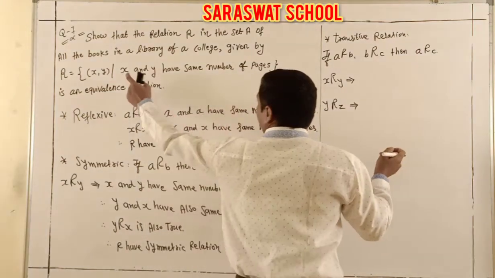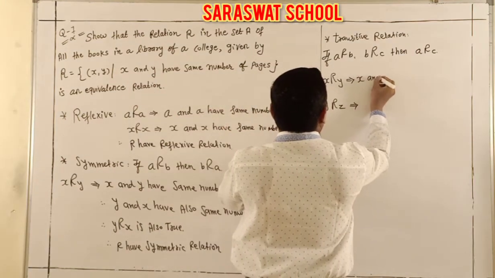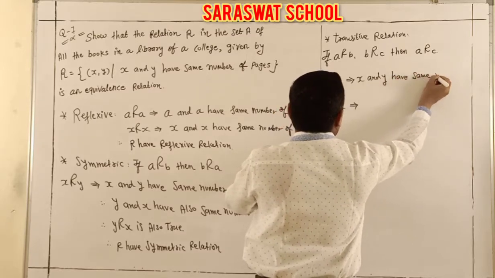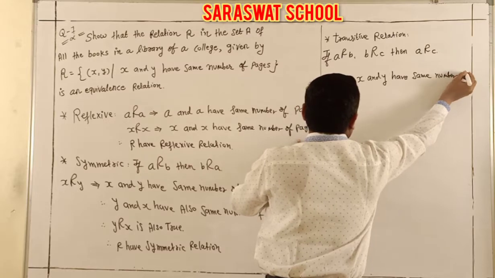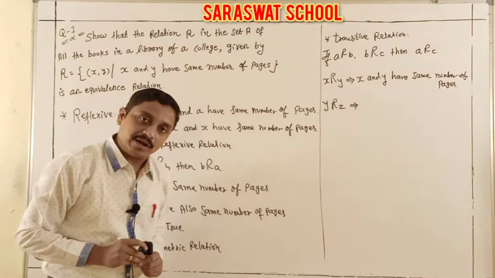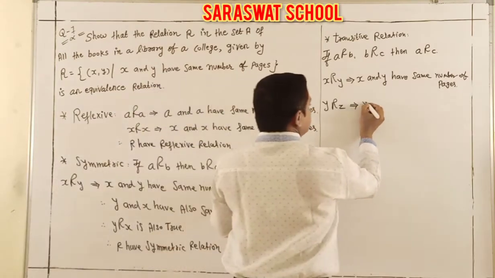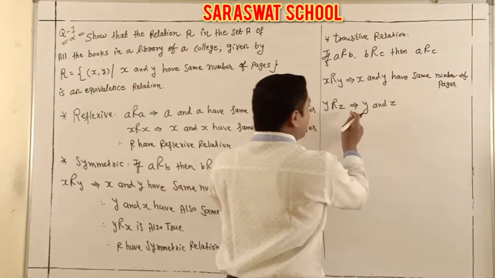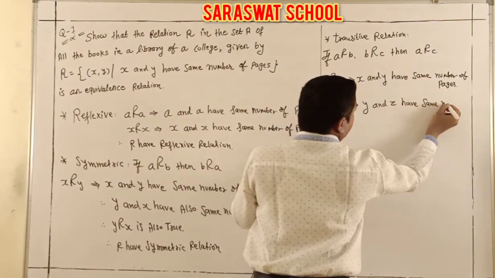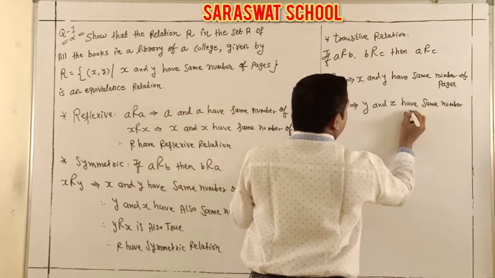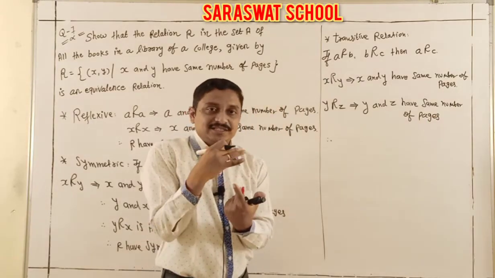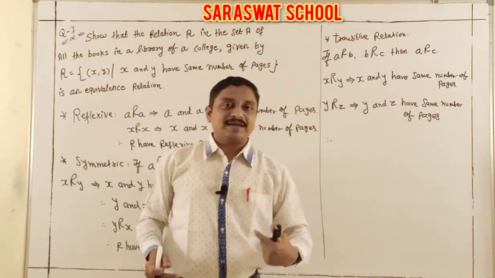So X and Y are written the same here. X and Y have the same number of pages. It is the first given. Next, Y and Z. Now Y to Z is given, again the same number of pages. It means X and Y have the same number of pages, Y and Z have the same number of pages.